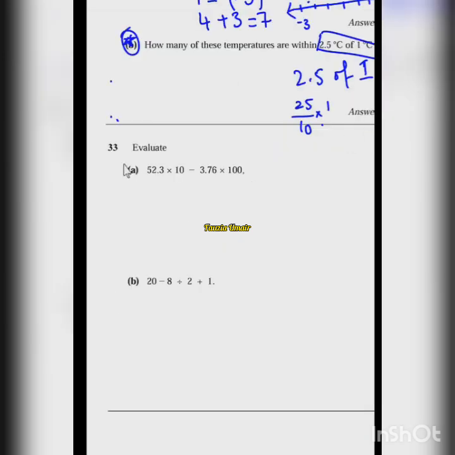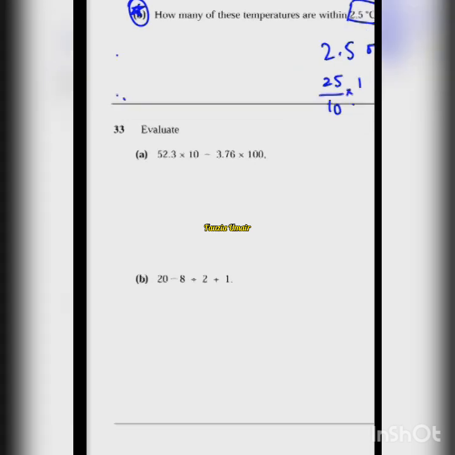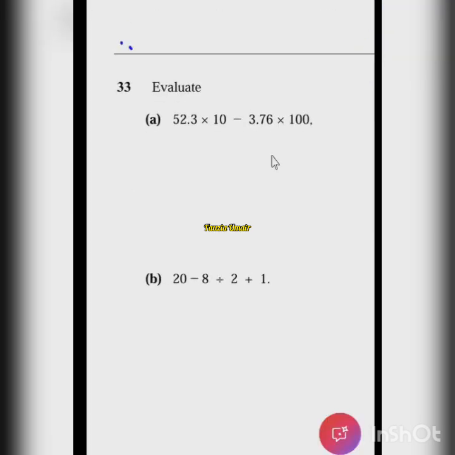So what is this a question of? Which topic? Decimals? Which topic? BODMAS. Okay. It's a question of BODMAS. How do I know? Because whenever more than one operation is there, multiplication will be done first.